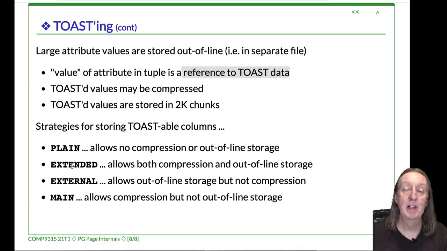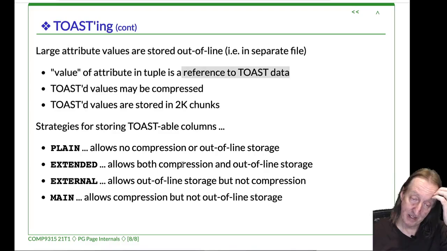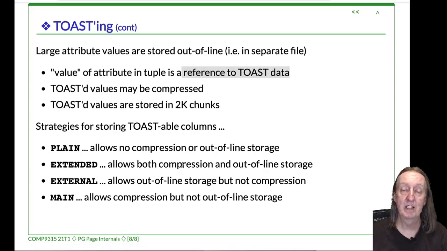Extended: defining a column as being extended storage type basically means if you get very large values, you can compress them, and you can also store them outside. Now, if you compress a large value and it actually becomes small enough, then potentially you can store the compressed value in the tuple itself. But with extended, you can compress values of that type and you can store them in a toast file.